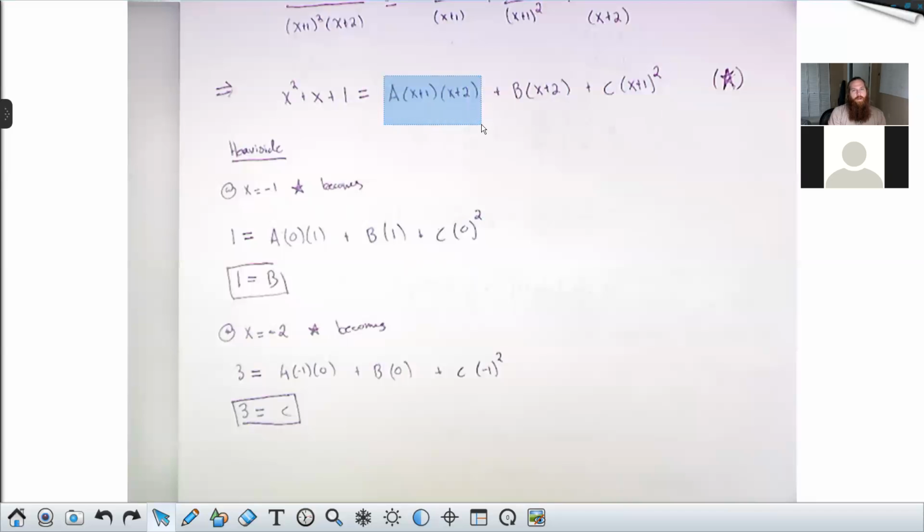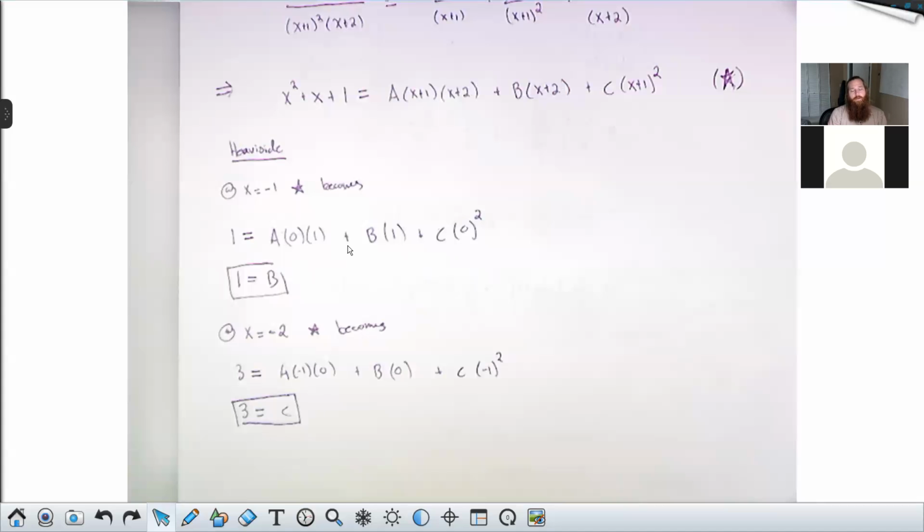There is no number I can plug in for x that will make everybody else 0 but not make this 0. Anything that makes this guy 0 also makes this guy 0. So I cannot use the Heaviside trick to recover the coefficient a. So this is an answer to Nick's earlier question. Does this always work? No, not always.